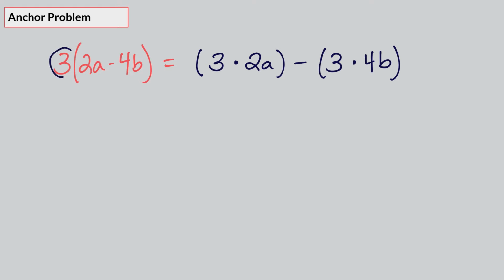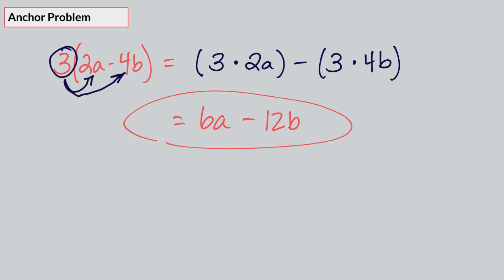But I can also think of it in the way of, I have the 3 here, and I can multiply it by the 2a. 3 times 2a would be 6a, and I'm going to subtract that from the product that I get when I go 3 times 4b. So 3 times 4b would be 12b. So this right here is my expanded expression by using the distributive property. My final answer here would be 6a minus 12b.